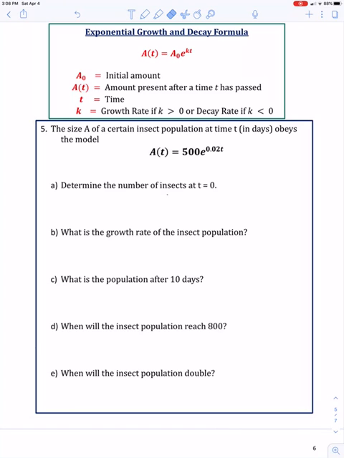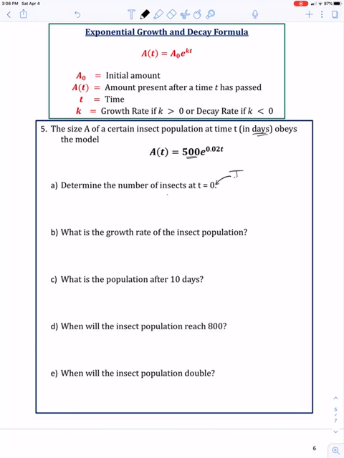So let's take a look at the example down here, number 5. It says the size A of a certain insect population at time t in days, so t is represented in days, obeys the following model: A of t, the amount present after t days, equals 500, so here's your initial amount, A sub 0, times e to the 0.02 times t. 0.02 is our value of k, and it's positive, so again we're looking at a growth model. It says here in part A, determine the number of insects at time t equals 0.